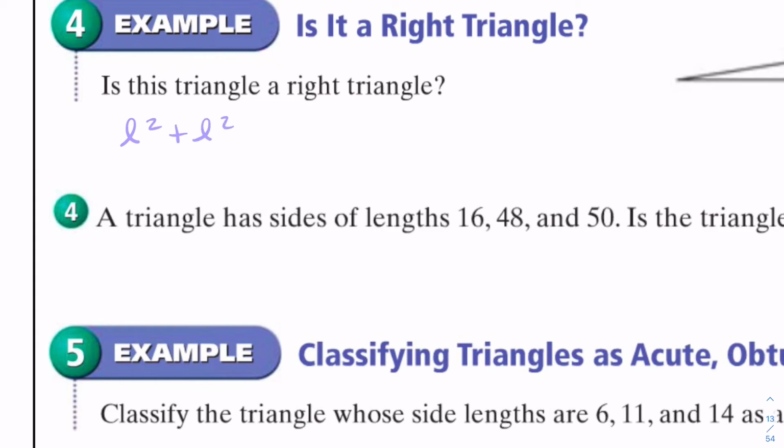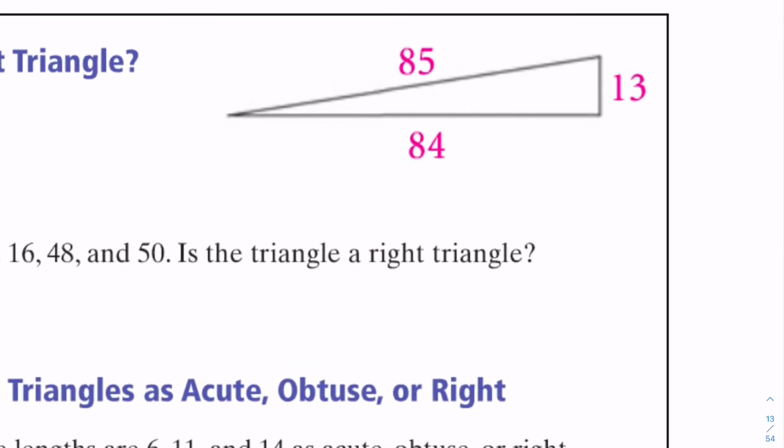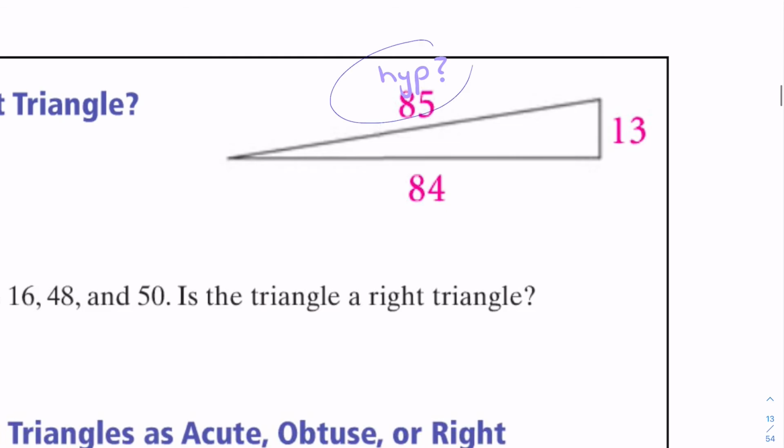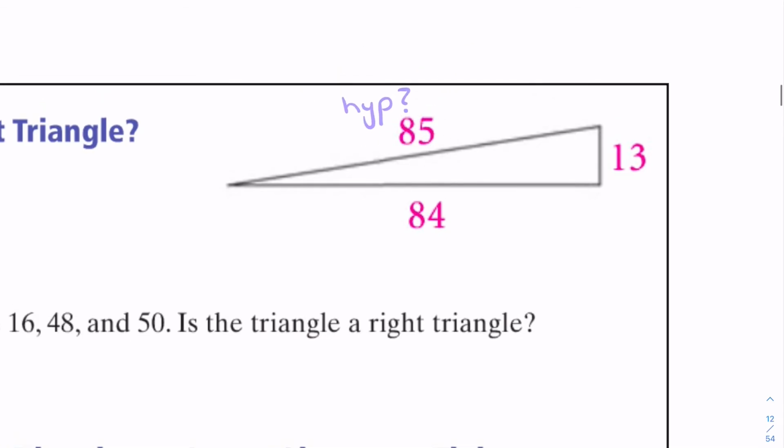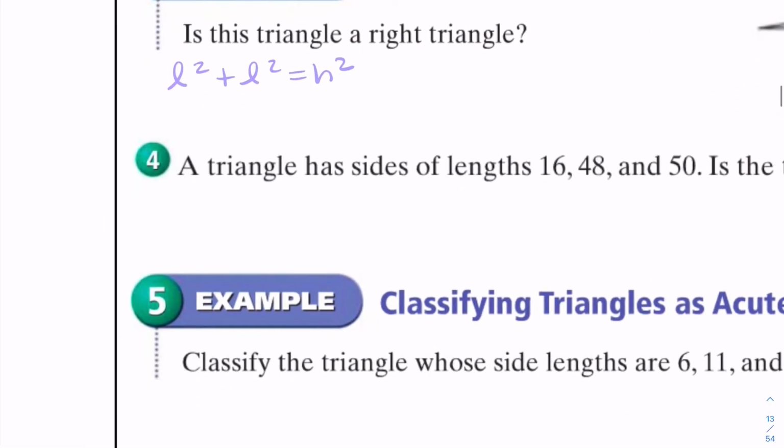You have to do leg squared plus leg squared equals hypotenuse squared, right? We're going to run this test on it. The legs have to be the lesser of the two. So the question really is, is this a hypotenuse or not? Is 85 the hypotenuse because it's the greatest one? So we're going to do 13 and 84. So 13 squared plus 84 squared equals h squared.